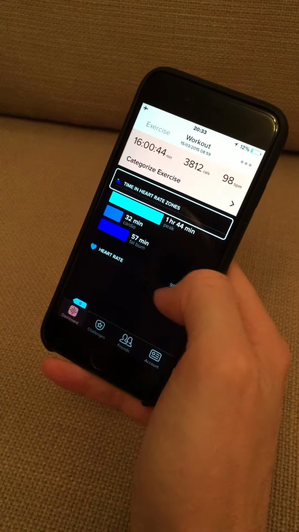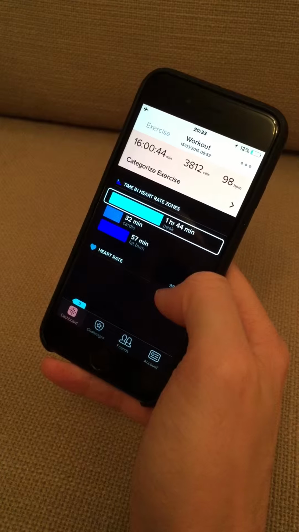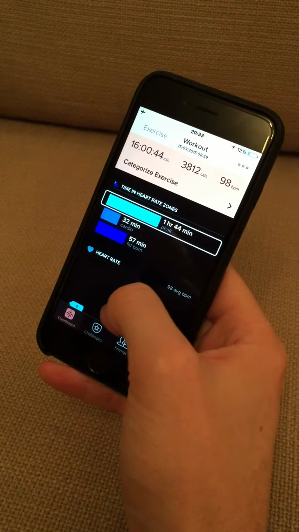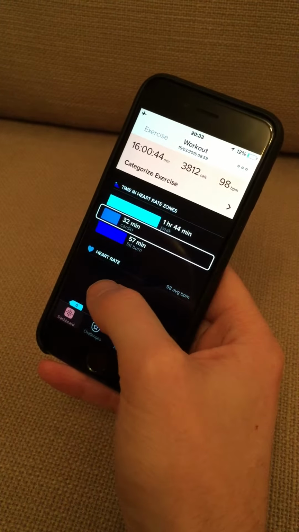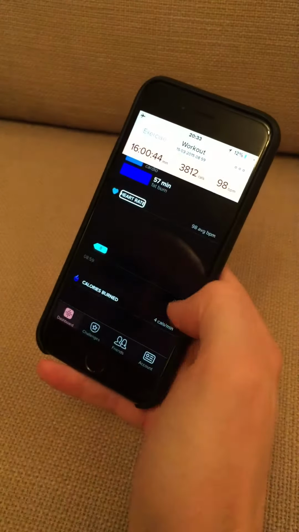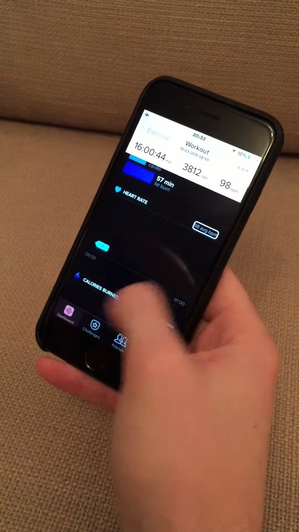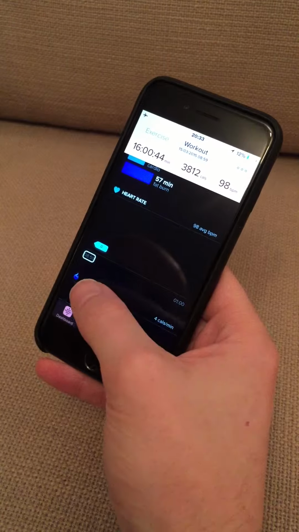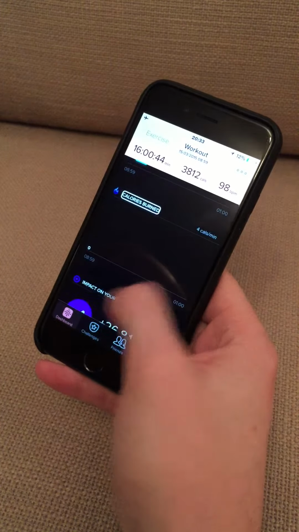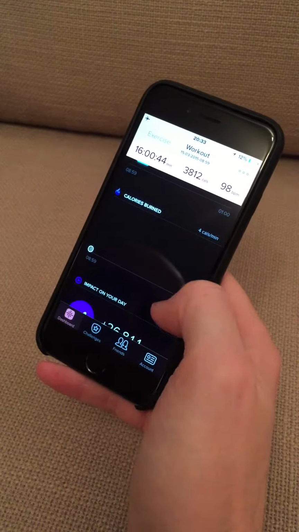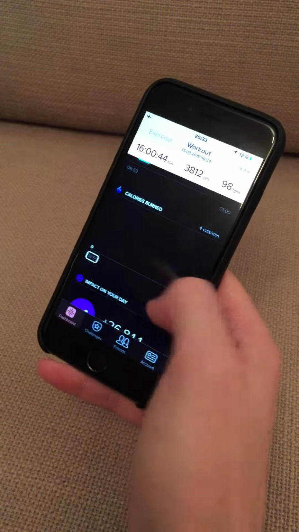Categorize exercise. Time and heart rate zones. 1 hour 44 minutes. Peak. So now this is quite interesting. You can find out how long you spent in each heart rate zone, 32 minutes of Cardio, but then again, once we pass that information, Calories burned, 4 cal/min.